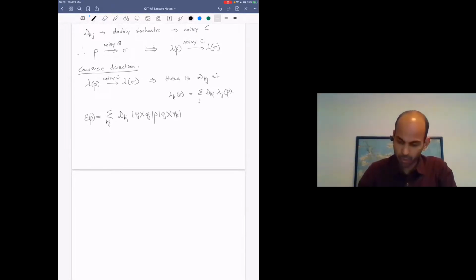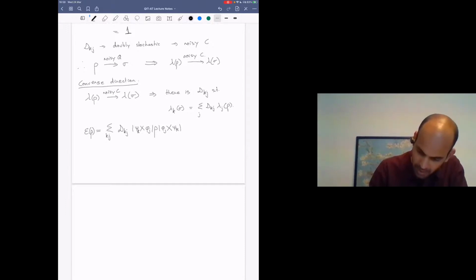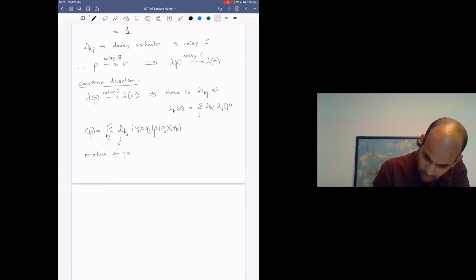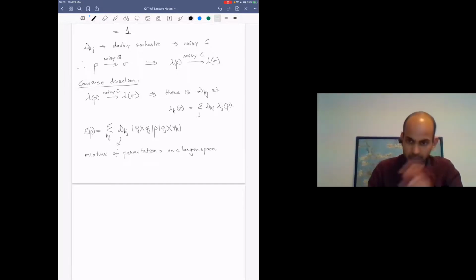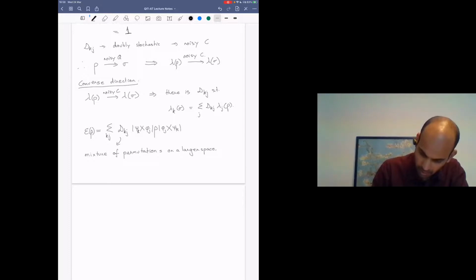So this is a proof that I'm not going to do in its entirety, but the way to do it is to understand that this D_kj, because it's a doubly stochastic transformation, we can also write it as a mixture of permutations on a larger space. So remember that a doubly stochastic transformation, we can always write it in the form of a permutation on X tensored M_A that will take you to Y tensored M_B.